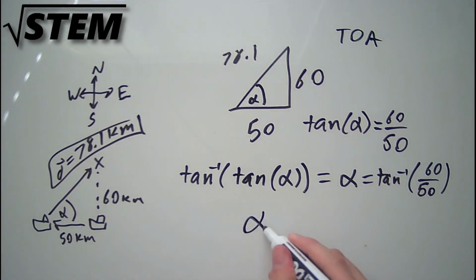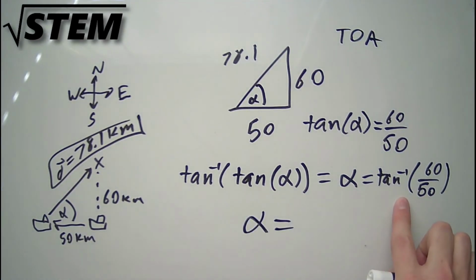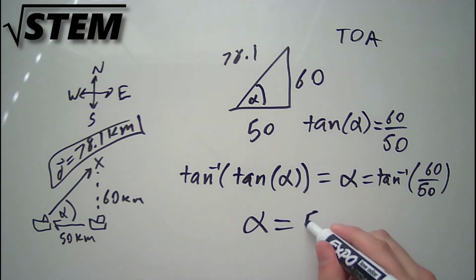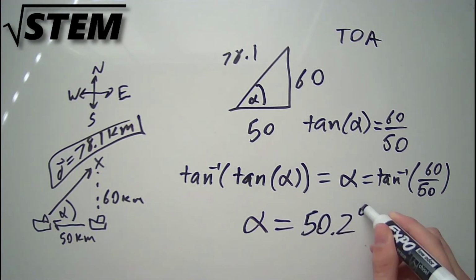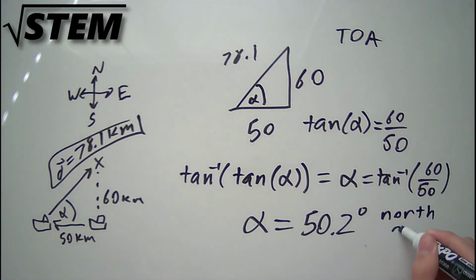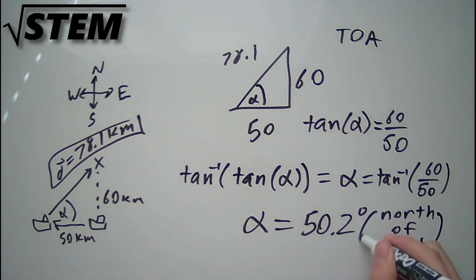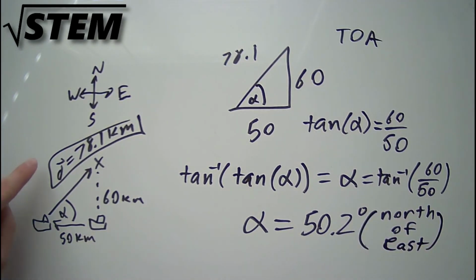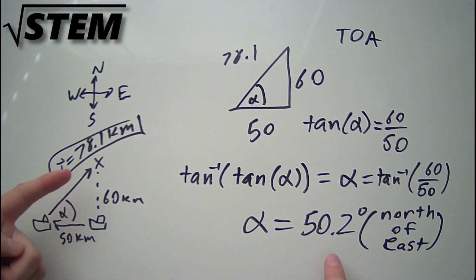So that tells us that alpha is, if we run this out on our calculator, we'll find that it is 50.2 degrees north of east. And there we go. So we're going to travel 78.1 kilometers, headed 50.2 degrees north of due east, and that'll get us to our destination.